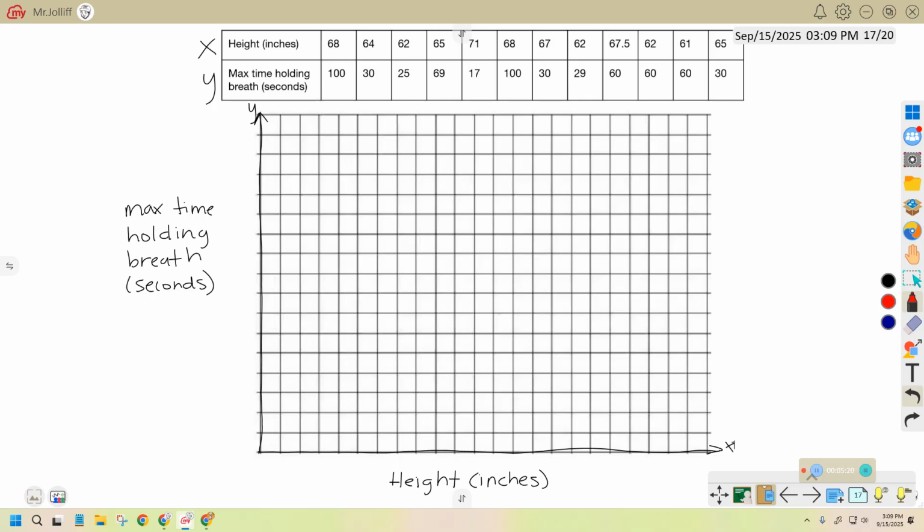So for height, the shortest person in this sample was 61, and the tallest was 71. I've done this twice today, so I happen to know I can start 2 out with 61, and then every other box is 1. 62, 63, 64, 65, 66, 67, 68, 69, 70, 71.